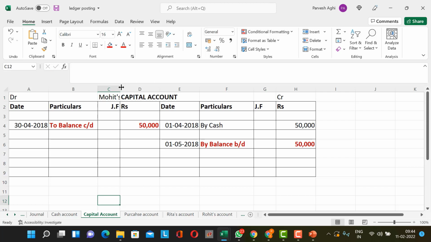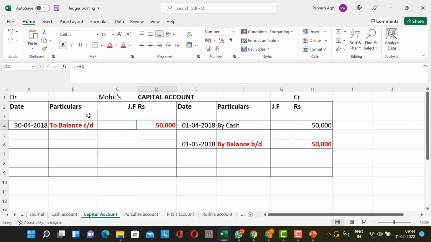So this is Mohit's capital account. Now, Mohit's capital account is a credit account. Mohit is the person who is starting the business, and the business owes money to Mohit. So Mohit will have a credit balance. He has paid money to us first, so we will be crediting his account by 50,000.